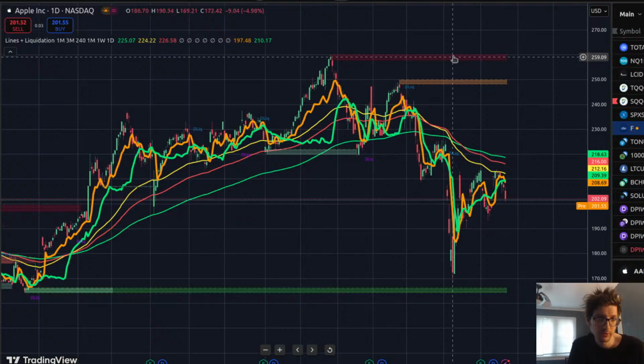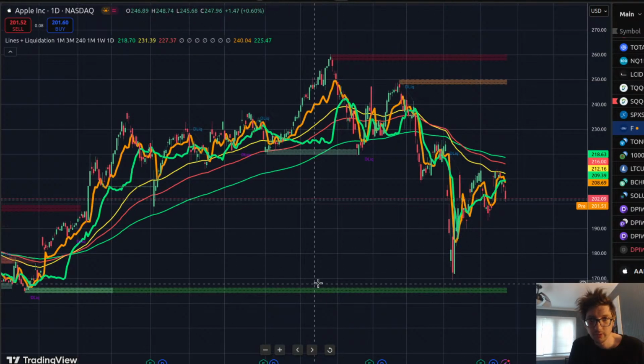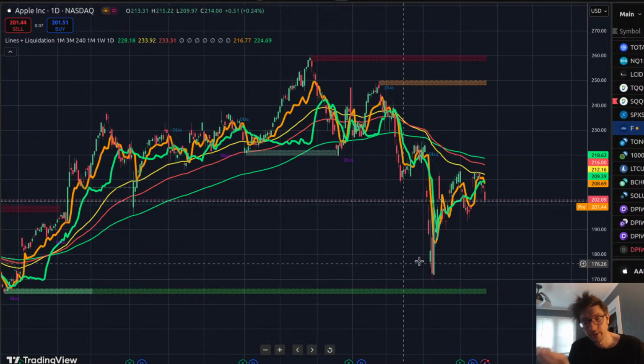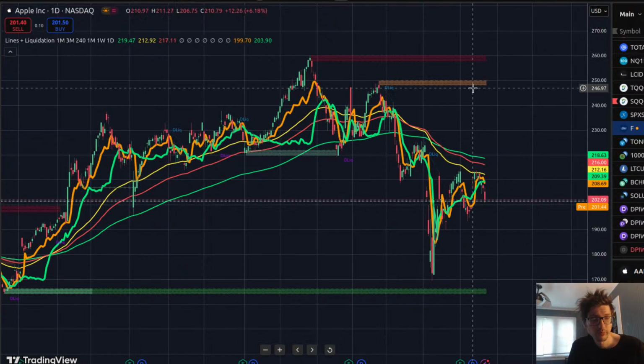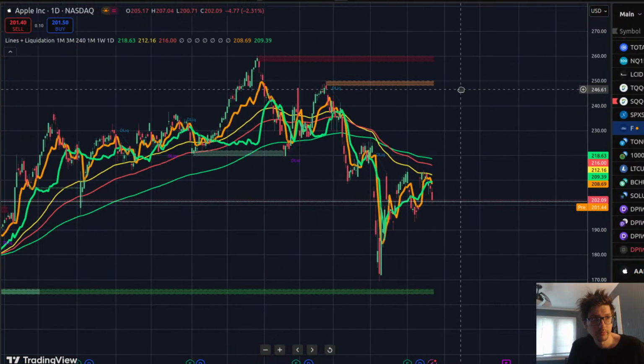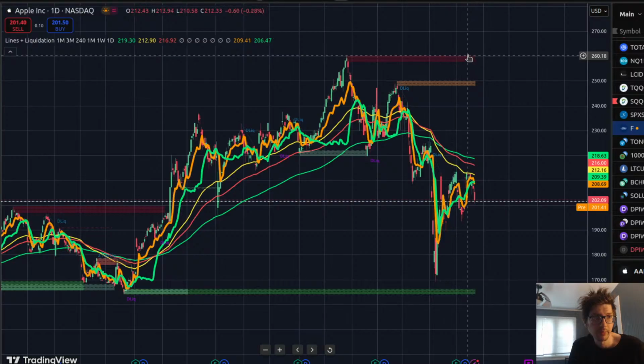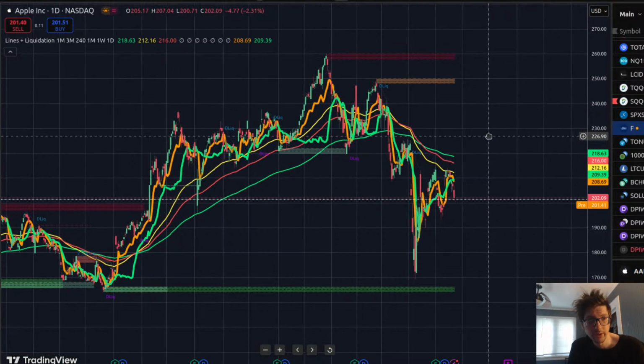These zones, this red one, this orange one, this green one, those are all liquidation zones where people have placed their stop orders and their exits. Some people place their entries at these levels. It really just depends on whether you're shorting or going long, or what you're doing.